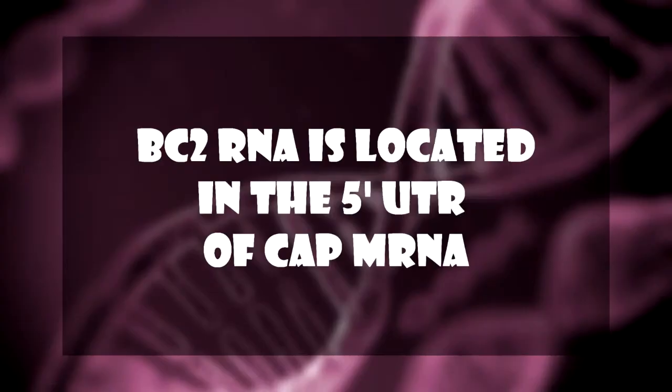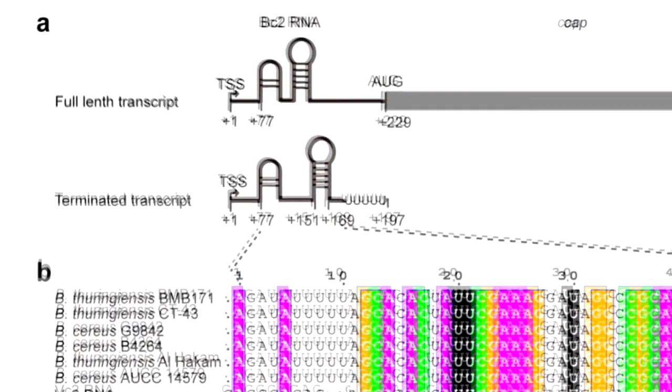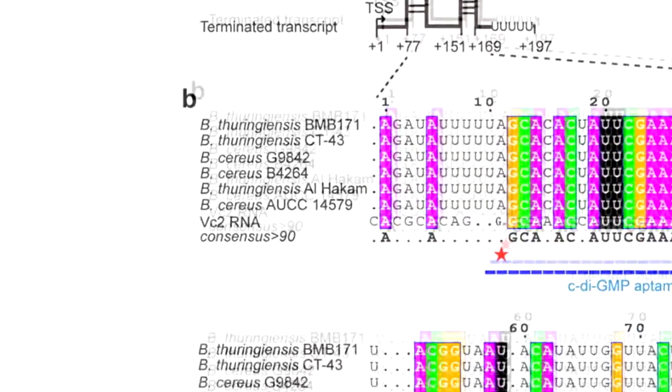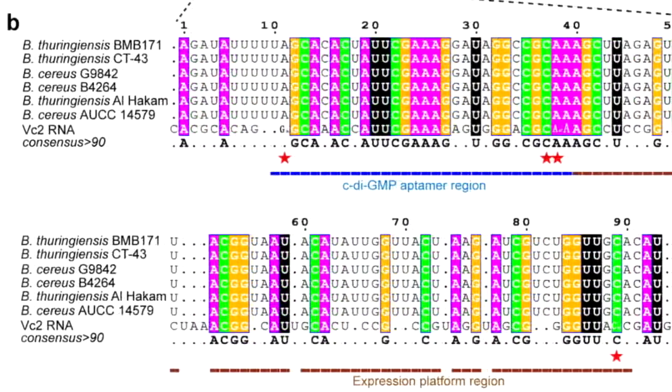Based on their study, there are many important results that could help us understand c-di-GMP. The first observation is that Bc2 RNA is located in the 5' untranslated region of Cap mRNA. Bc2 RNA contains a terminator sequence which regulates the Cap expression. This result was obtained by doing multiple sequence alignment with Bc2 RNA, which has been studied to regulate gene expression. This observation was further analyzed by bioinformatics analysis. From the analysis, there are 228 nucleotides from the transcription start site to the Cap, and the Bc2 RNA is in the region from 151 to 197.